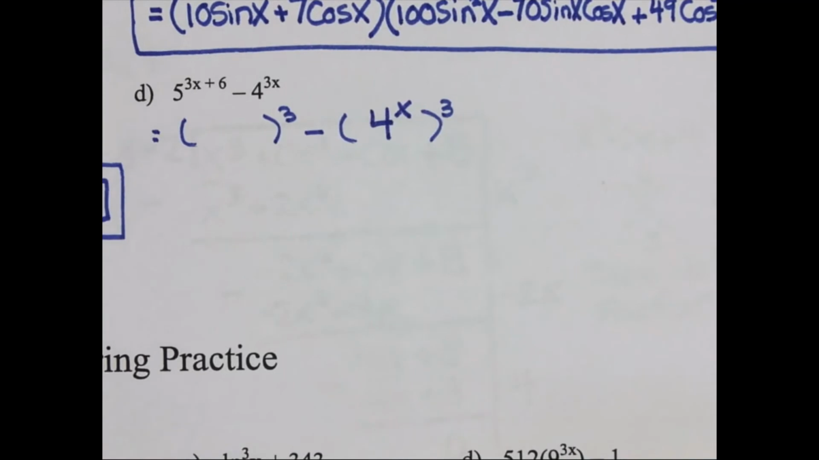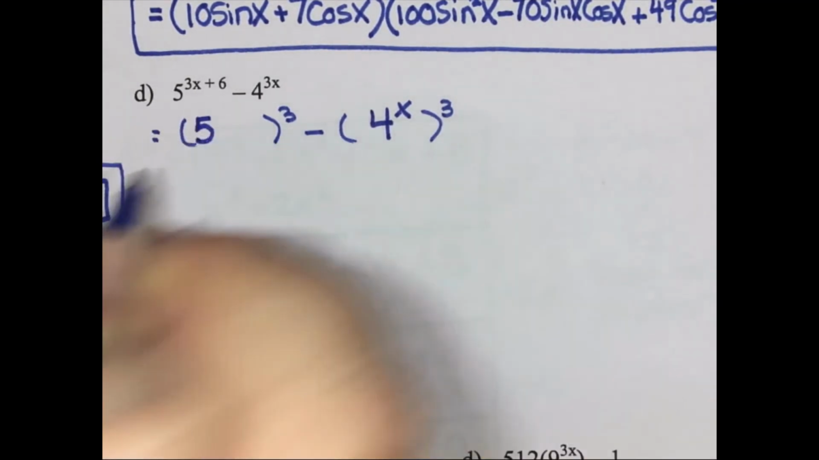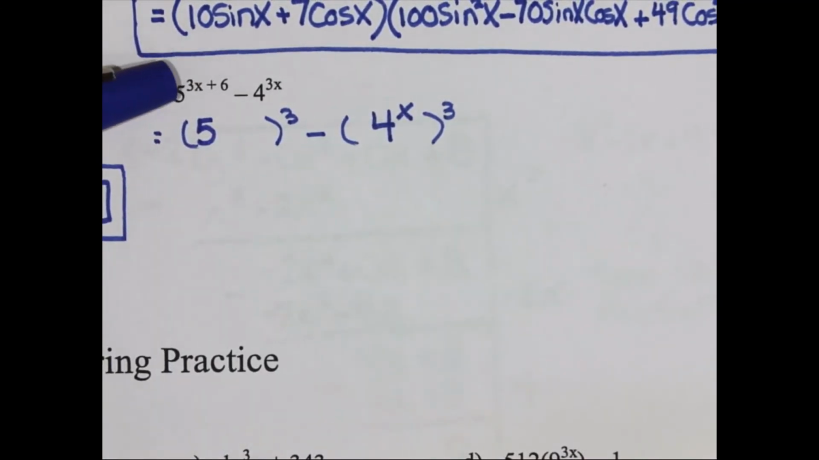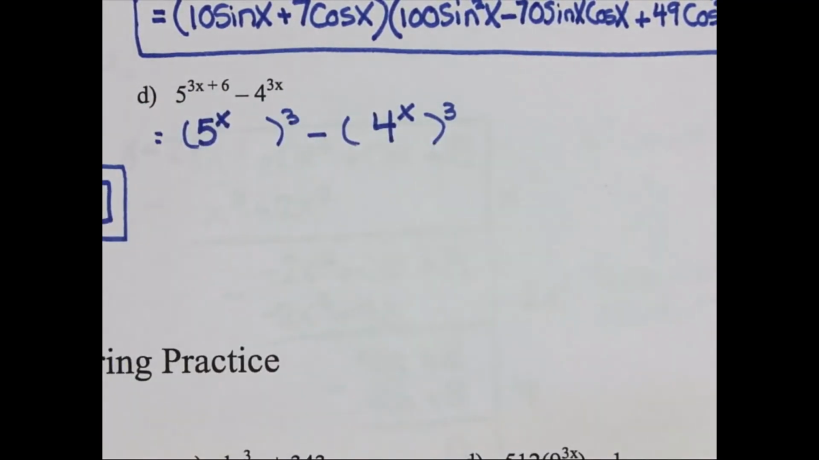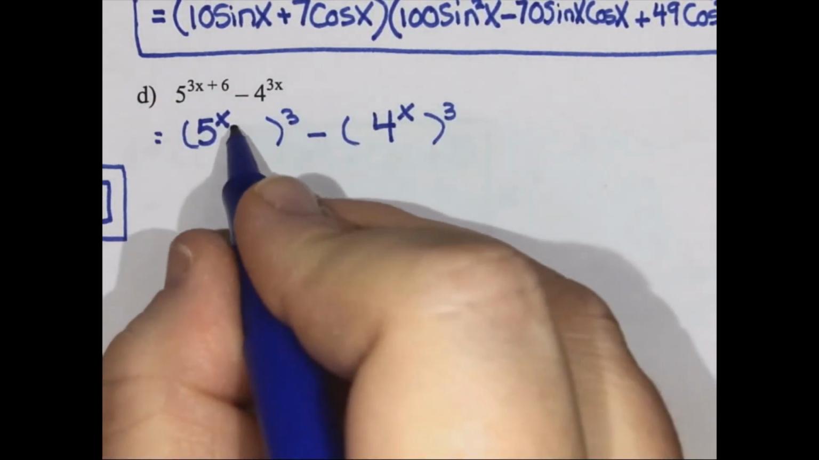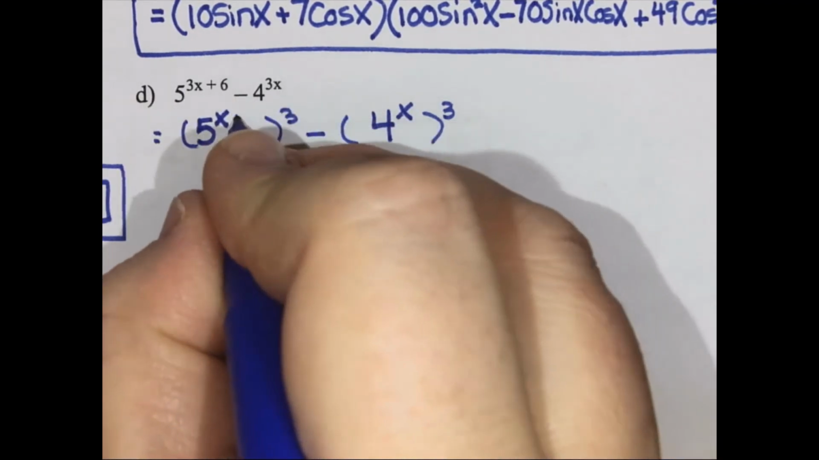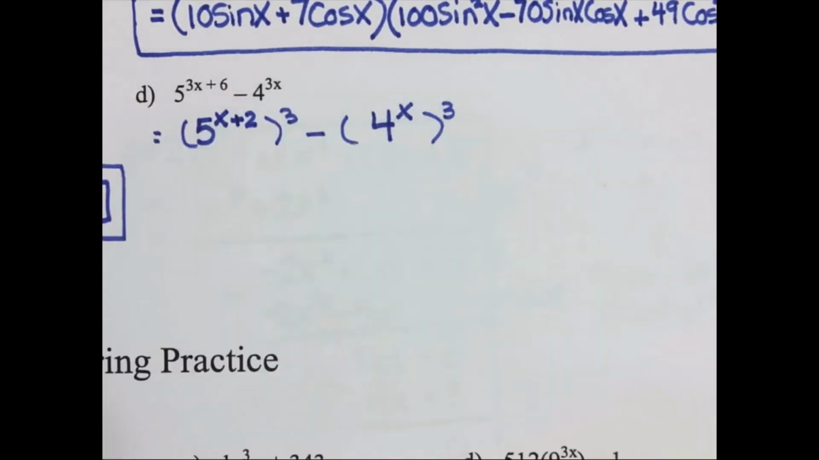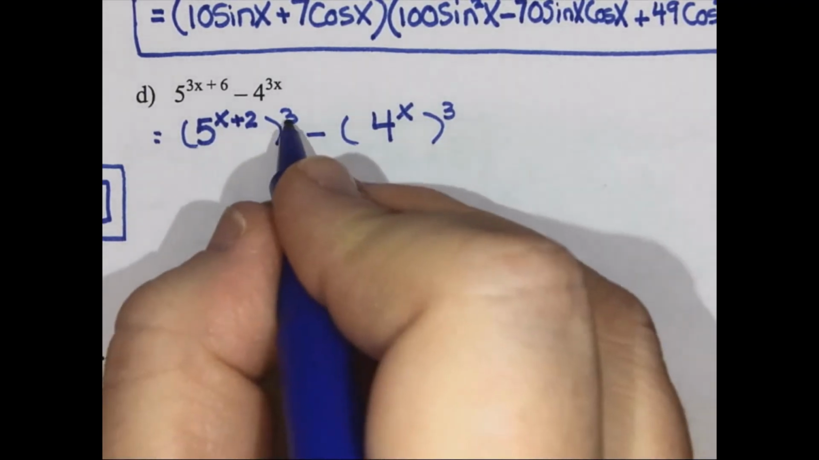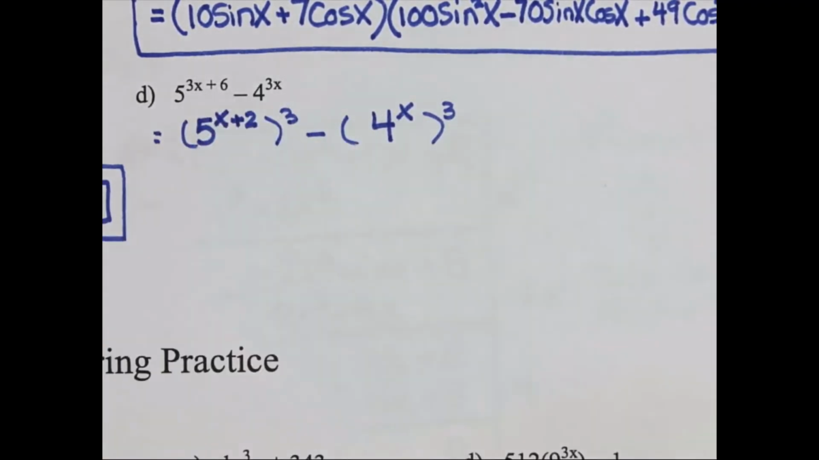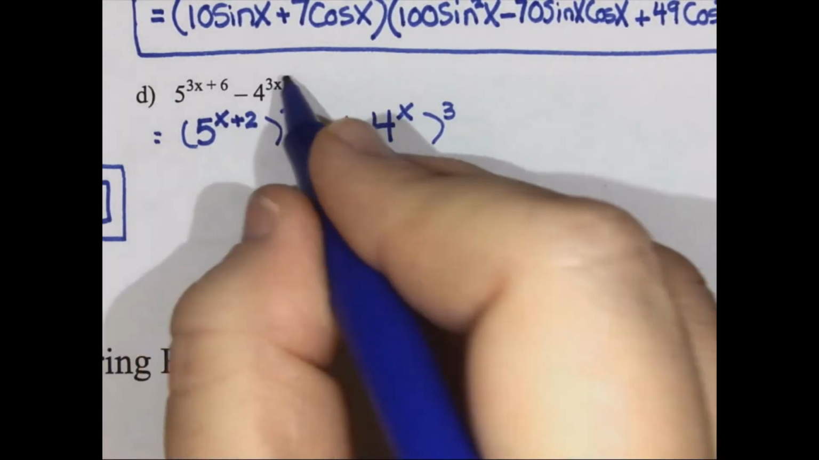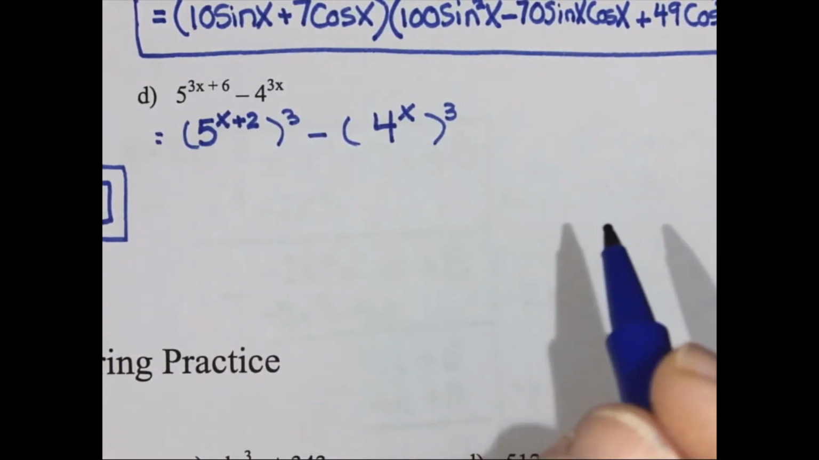Now this one would be 5 to the power of, what would I have to multiply 3 by to get 3x? I would have to multiply by x, right? 3 times x would give me 3x. And then what would I have to multiply by to get 6? 2. 3 times 2 gives me 6. You also could just divide, so 3x divided by 3 is x. 6 divided by 3 is 2. And then here 3x divided by 3 is x.